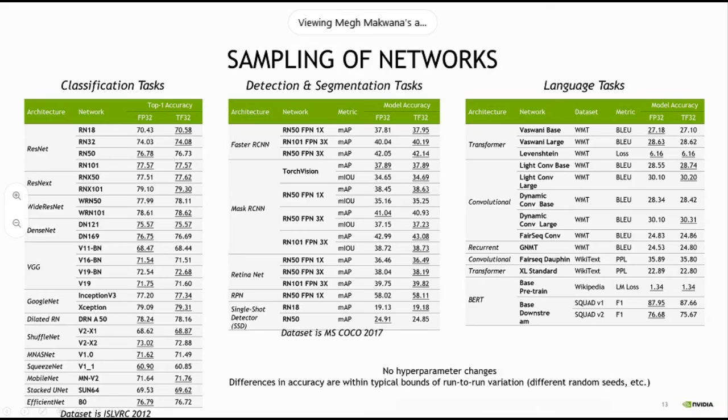floating point 32. So even though, yes, you are reducing the precision, even after reducing the precision, you are not seeing much degradation in the overall top one accuracies. And this is across all the three different tasks mentioned over here, from classification to detection to even language modeling. So that's why it's safe to assume that you can use TensorFloat 32 without hampering your accuracy or the metrics by a very huge margin.